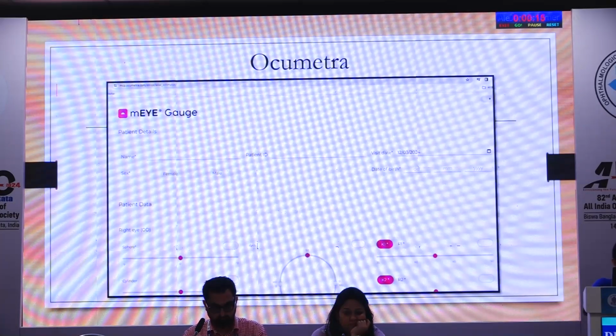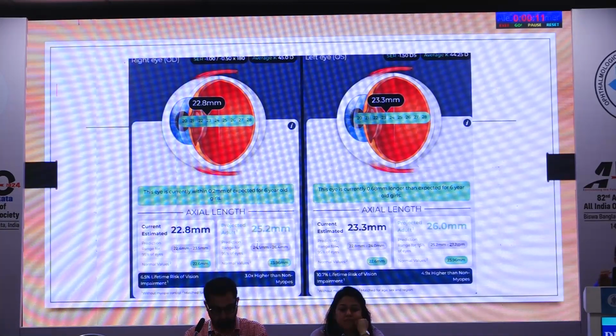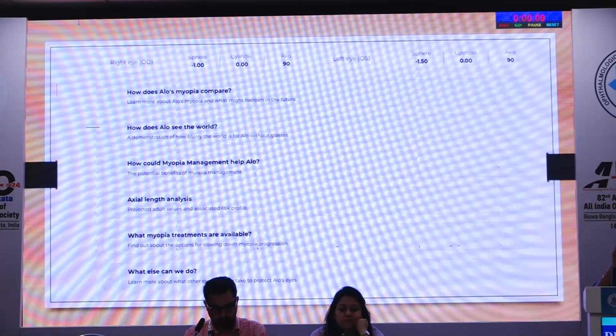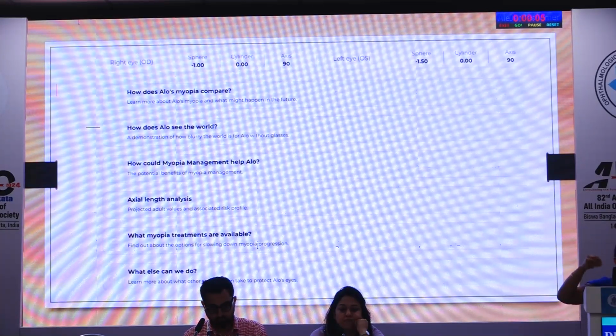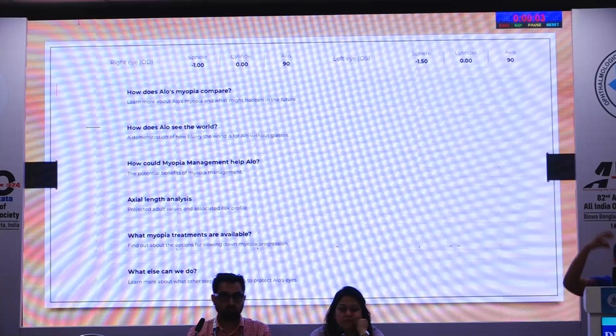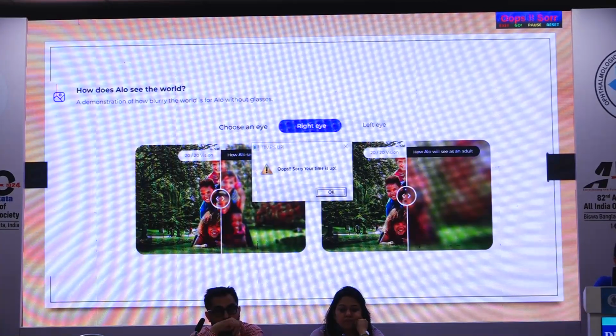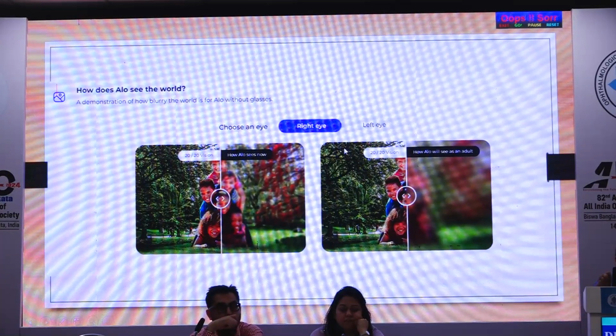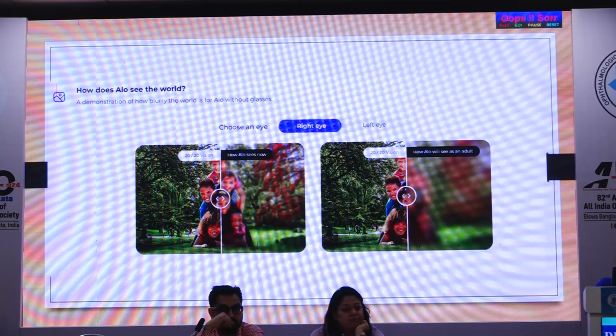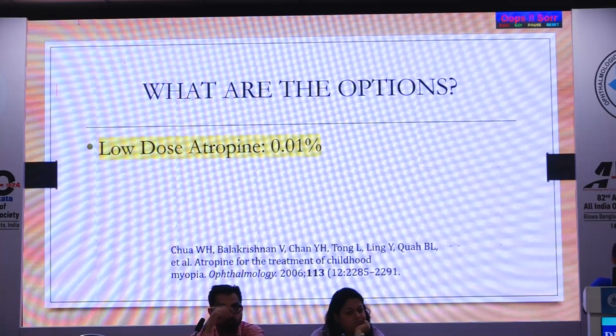Another tool is Ocumetra, very similar, where you enter all these findings, you enter your axial length, and you get, so this is like, how does the patient's myopia compare? How does the patient see the world? This is again freely available, and you can use this. So this is how it is shown, where you will see the myopia and you will see, okay, this is how your child sees. So what are your options?